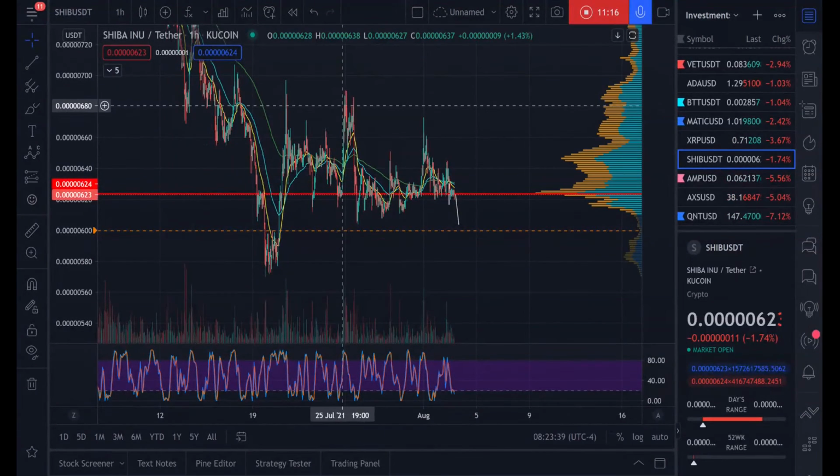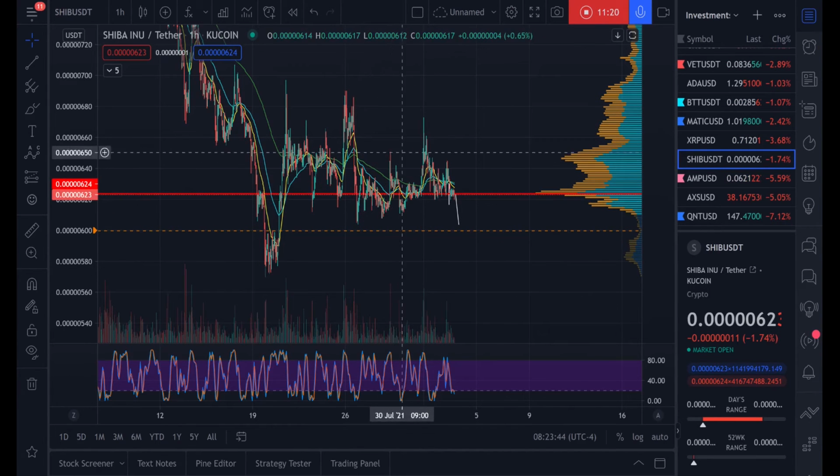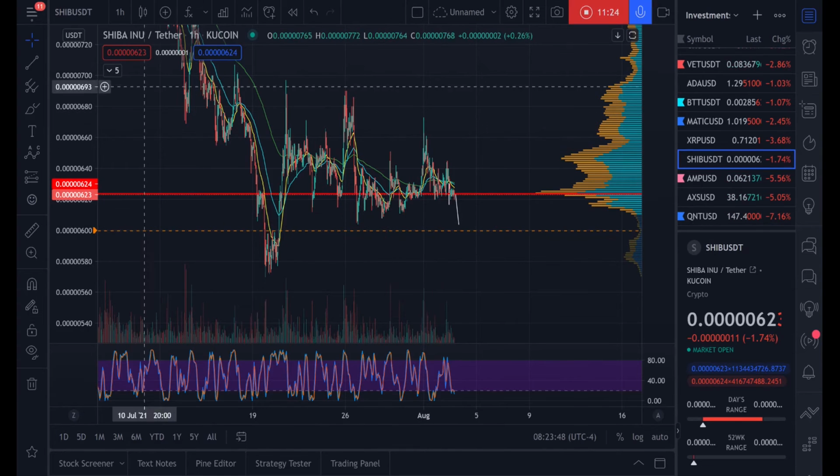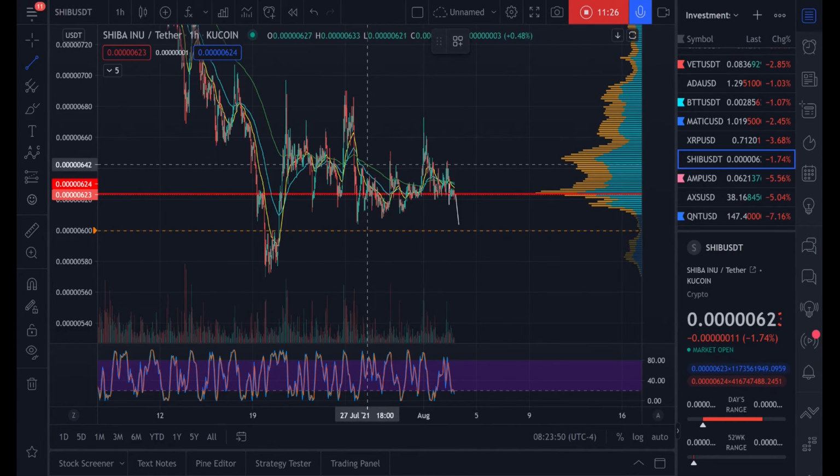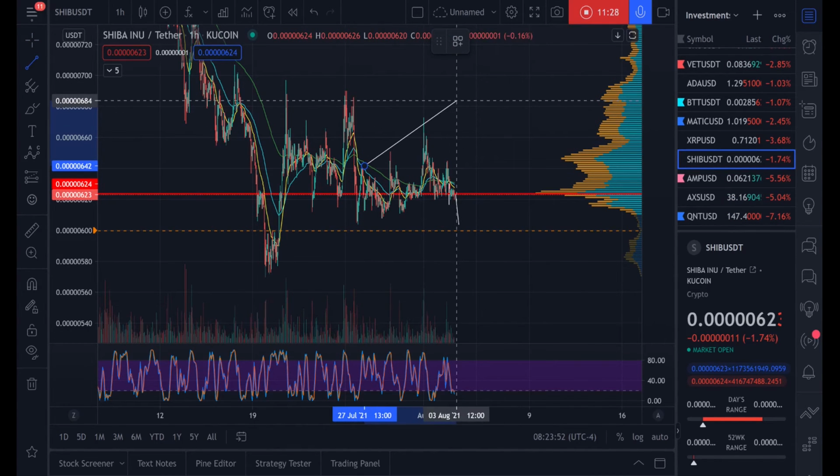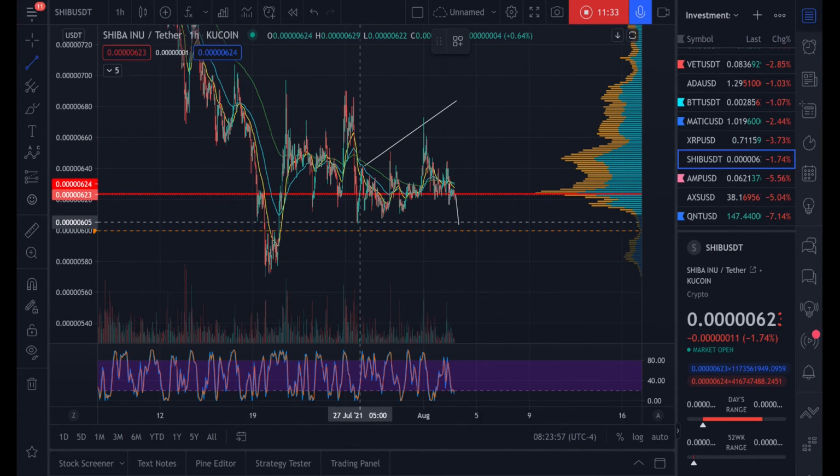As you can see, during this correction, other projects are just going straight down. This is more, actually, we're creating higher highs, right? Let's look at this. See, here you can see the relative strength of the project. You're creating higher highs and higher lows.